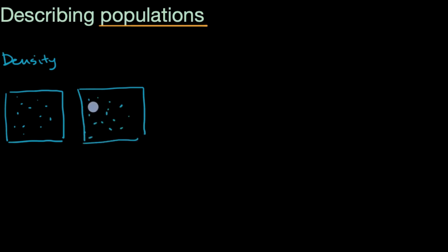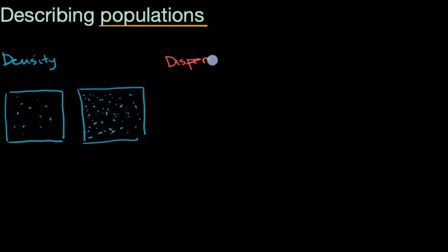In general, density is just the number of individuals of that species you have in a given unit of area in that general geography. So this would be a high density, this would be a low density if we're looking at the land from above. The next way that we can describe populations, and there's many ways to do this, is dispersion.